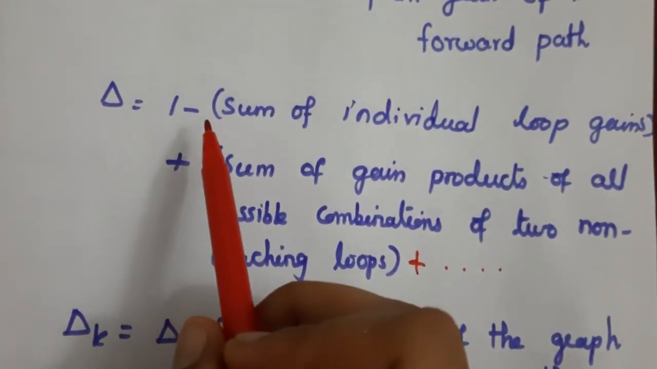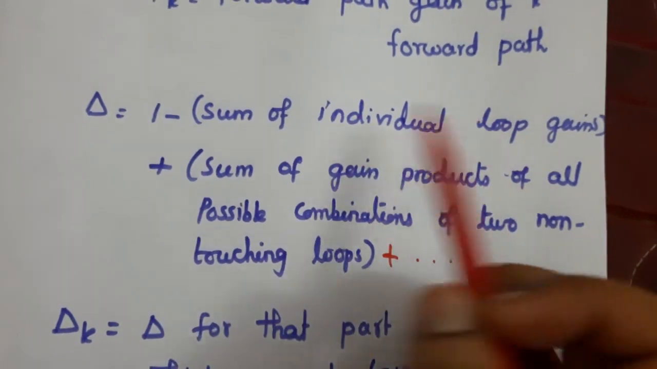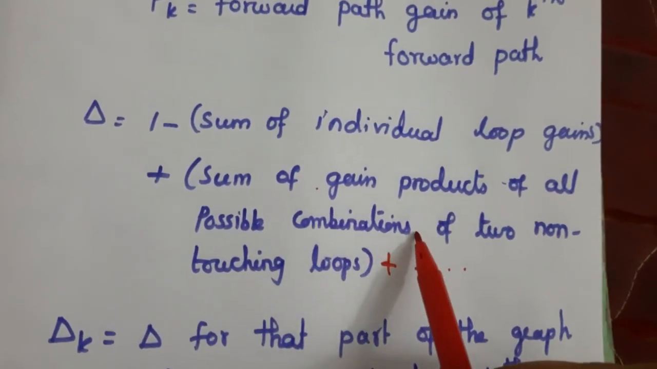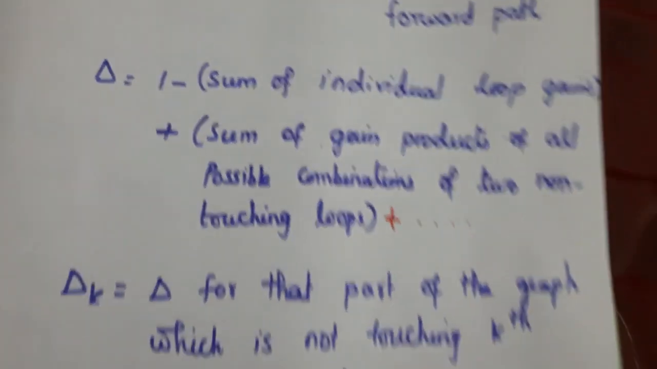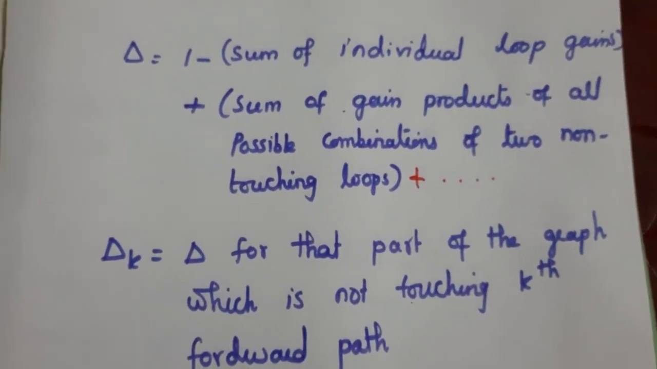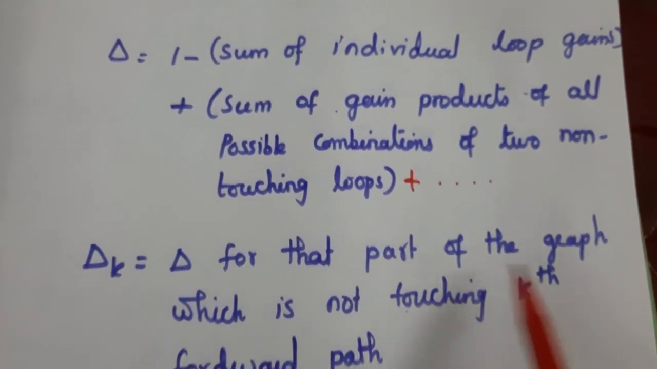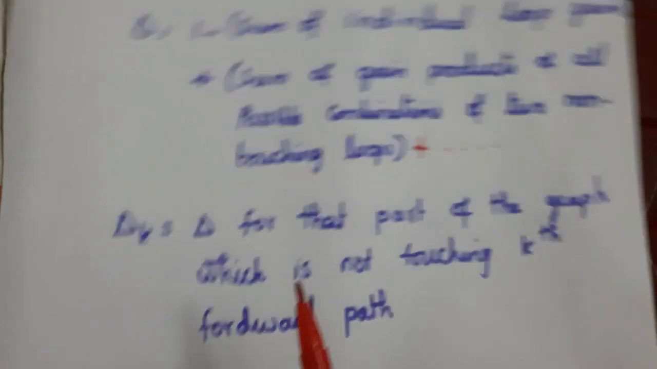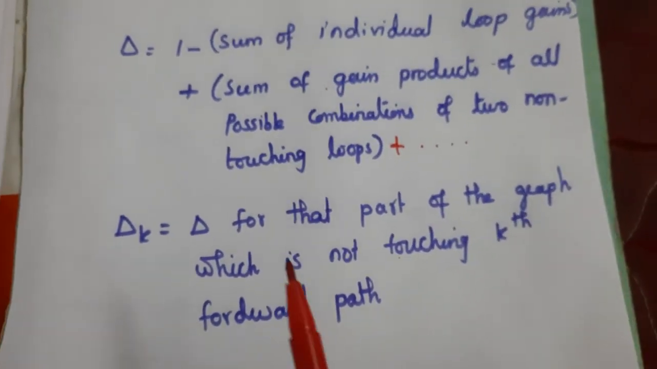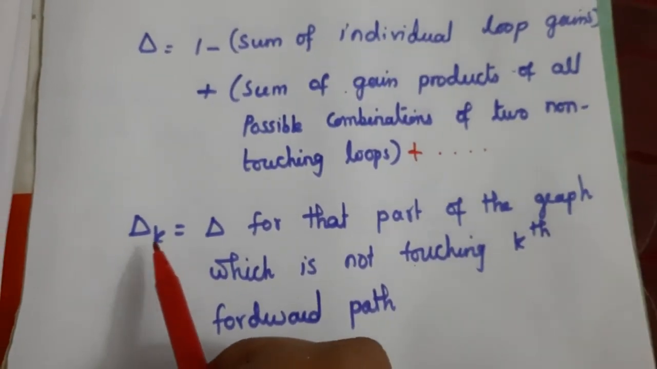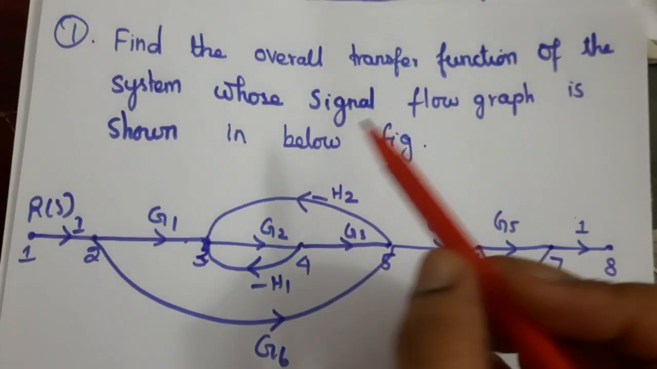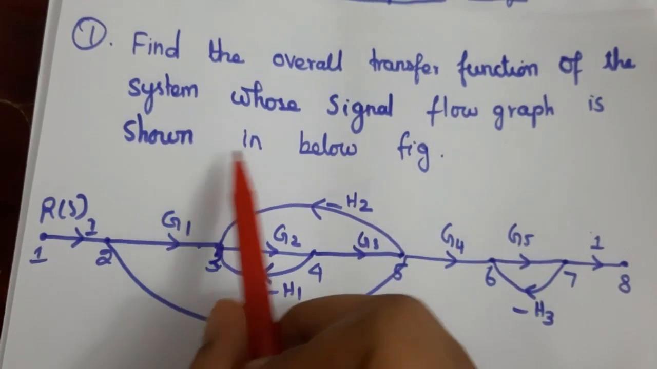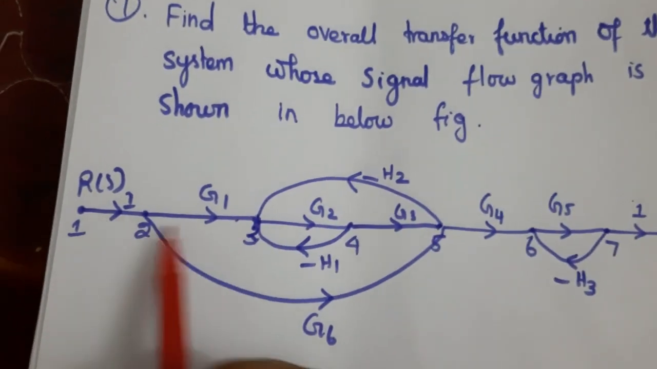So del is equal to 1 minus the sum of individual loop gains plus the sum of gain products of all possible combinations of two non-touching loops, and del k is the value of del for that part of the graph which is not touching the kth forward path, that is, the loops that do not exist in the forward path, given as del k. So first, find the overall transfer function of the system whose signal flow graph is shown in the figure below. So this is the figure.